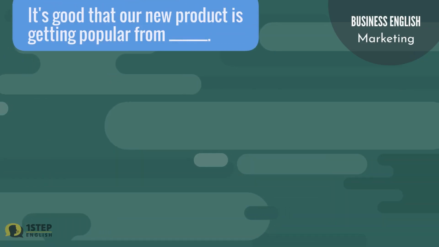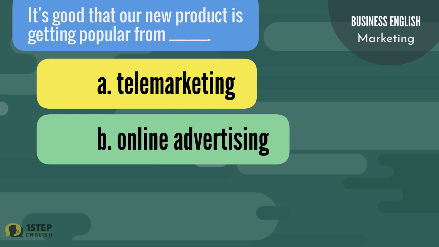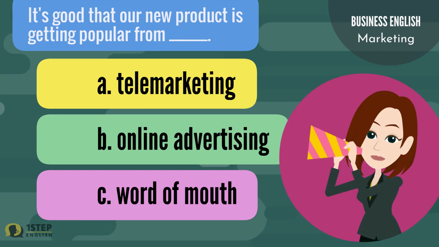It's good that our new product is getting popular from blank. Letter A. Telemarketing. Letter B. Online advertising. Letter C. Word of mouth. The correct answer is letter C. Word of mouth. It's good that our new product is getting popular from word of mouth.